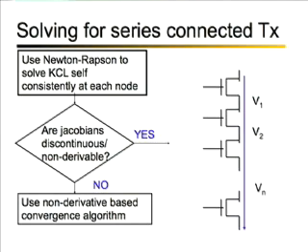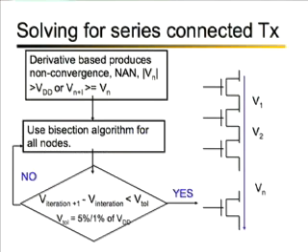If they are discontinuous, then Newton-Raphson methods do not work very well. So then we can use a non-derivative based method for convergence. So if the Jacobians are discontinuous, what we use is a bisection method, and that's what I'm showing in the next slide. We look for some checks when we use the Newton-Raphson method.